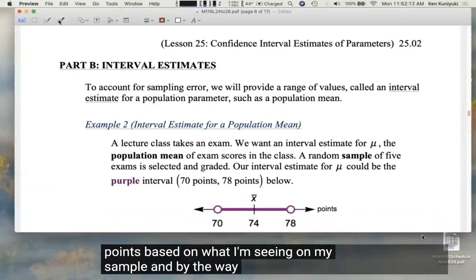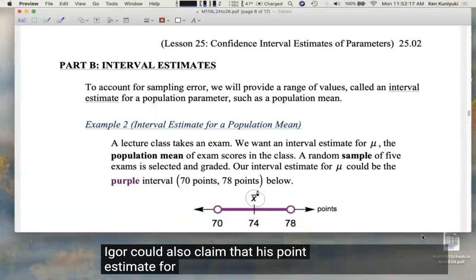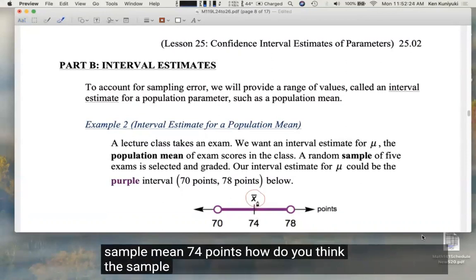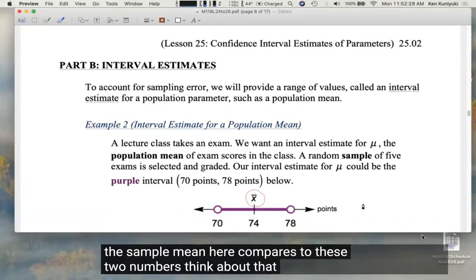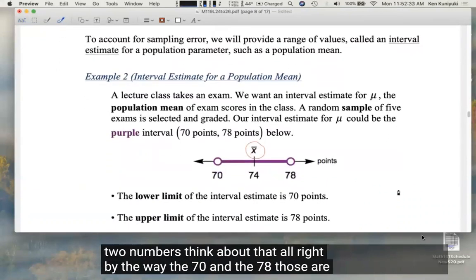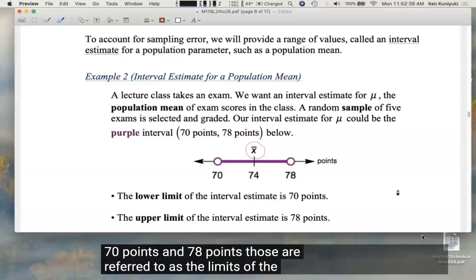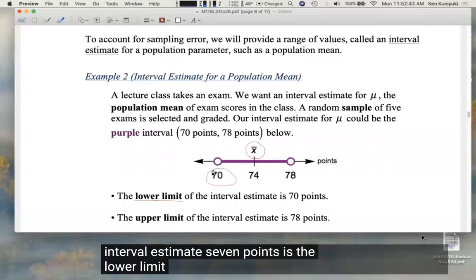And by the way, Igor could also claim that his point estimate for the population mean is the sample mean, 74 points. How do you think the sample mean here compares to these two numbers? Think about that. All right. By the way, the 70 and the 78, those are 70 points and 78 points. Those are referred to as the limits of the interval estimate. 70 points is the lower limit. 78 points is the upper limit.